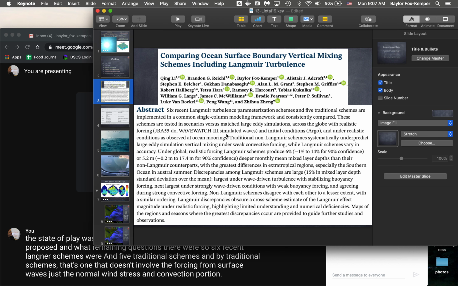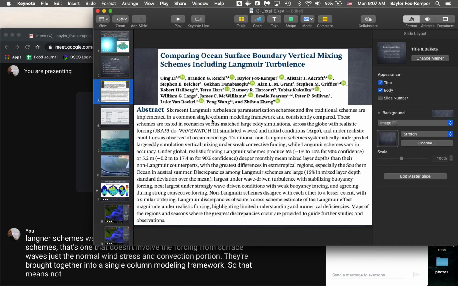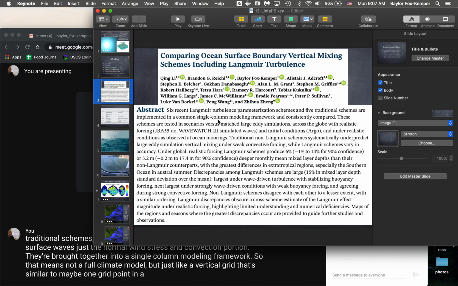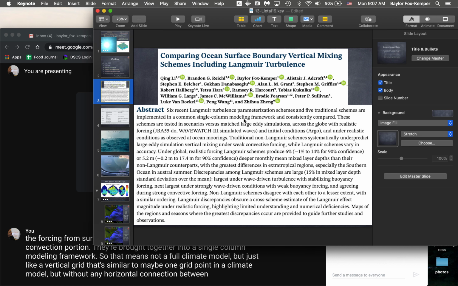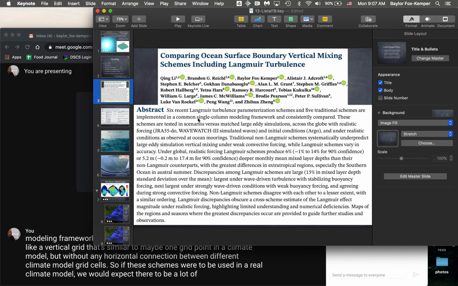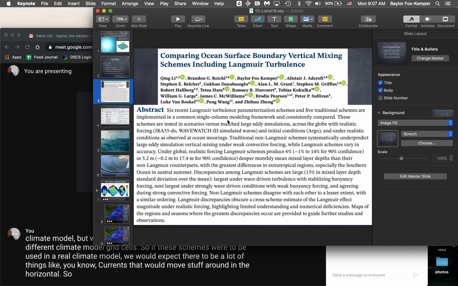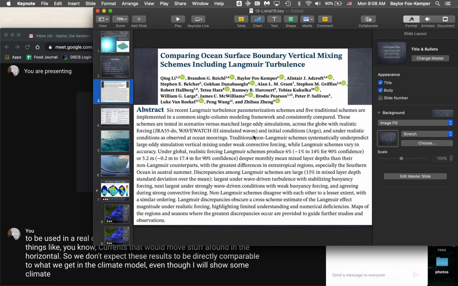They're brought together into a single column modeling framework. That means not a full climate model, but just a vertical grid that's similar to one grid point in a climate model, but without any horizontal connection between different climate model grid cells. If these schemes were used in a real climate model, we would expect a lot of things like currents that would move stuff around in the horizontal. So we don't expect these results to be directly comparable to what we get in a climate model, even though I will show some climate model sensitivity studies as well.